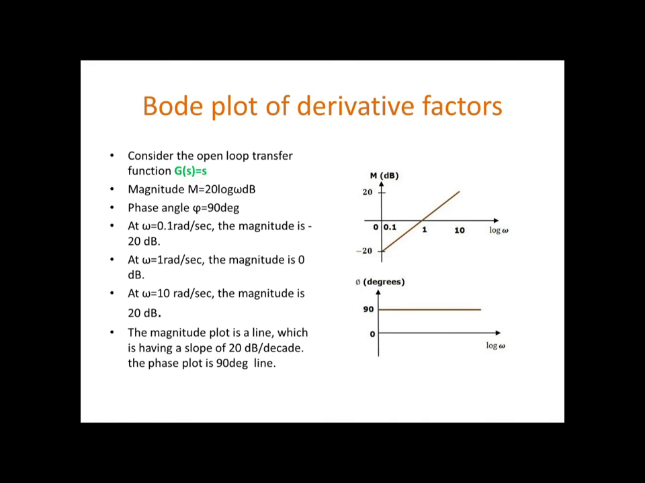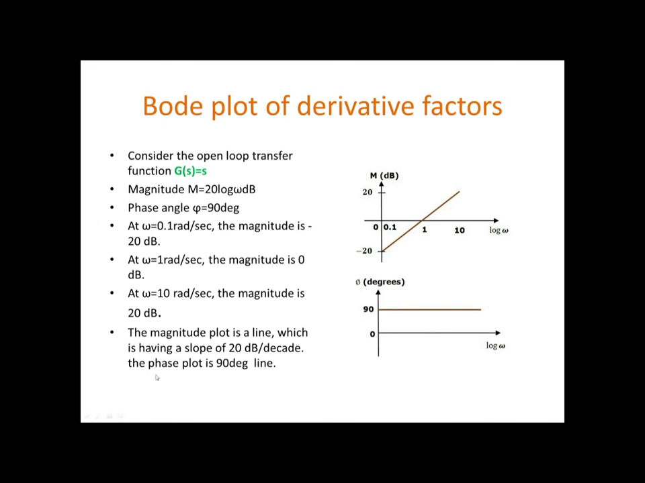And then what will happen? So the G of j omega will be (j omega) to the power n, and the magnitude in decibel will be multiplied by n, that is n into 20 log omega dB, and the phase angle is also multiplied by n, that is n into 90 degrees.